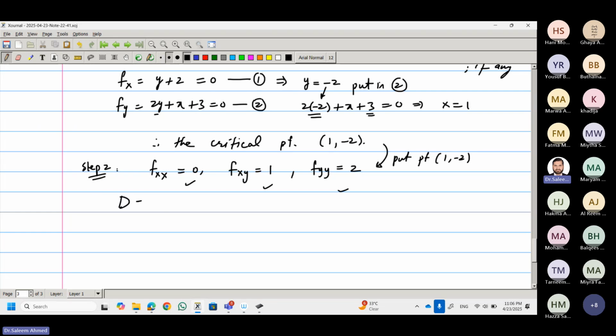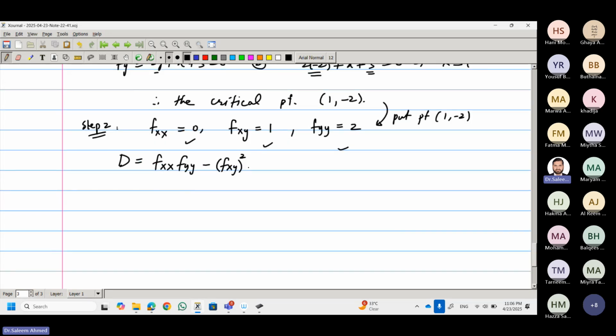Then you calculate D. D is fxx times fyy minus fxy whole square. Okay, this is your D, and D has to be positive for maximum or minimum. If D is negative, then you get a saddle point. So fxx is 0, fyy is 2, and fxy is 1, squared. So that is 0 minus 1, which is negative 1. Because it is negative, stop. No need to do anything else.